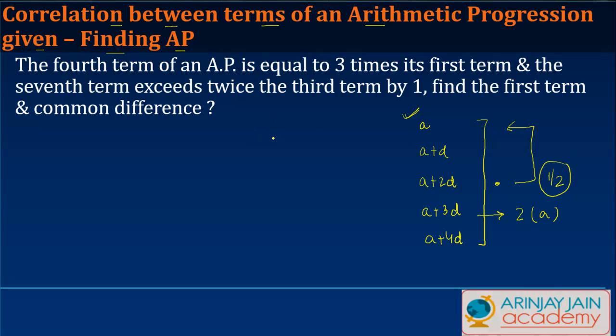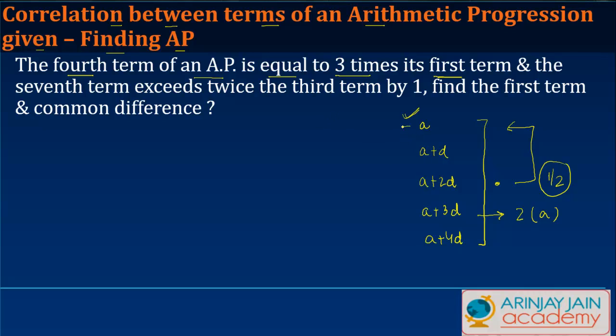And this, believe me, is pretty simple. What you need to do is just understand what is given to you in the question. So let's read the question. The fourth term of an AP is equal to 3 times its first term. Now, if you look at a standard AP, what is the fourth term?